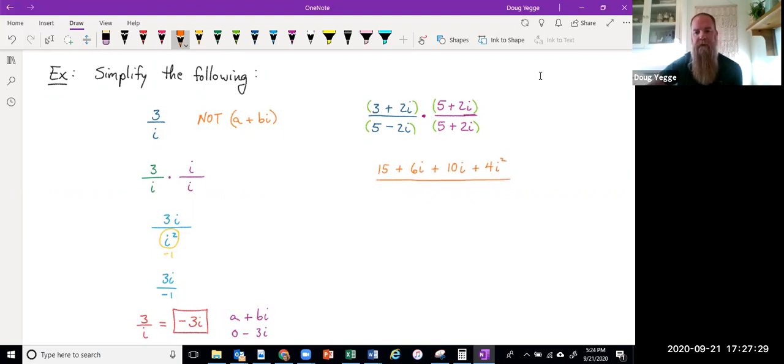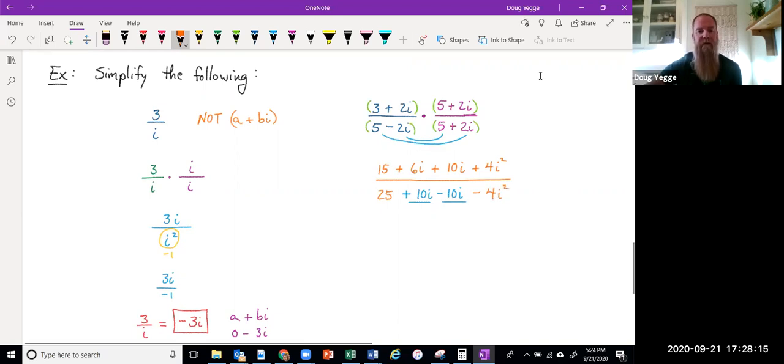Now for the denominator. Notice that if I multiply 5 times 5, I get 25. 5 times 2i is plus 10i. But when I multiply -2i times 5, I get -10i. And notice how multiplying the positives and the negatives, since they're the same terms, is going to cancel out the imaginary part. So multiplying a complex number by its conjugate will cancel the imaginary number. And what's left is minus 4i squared.